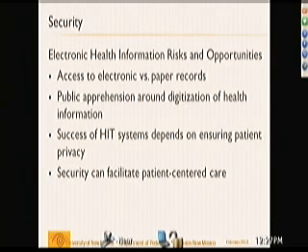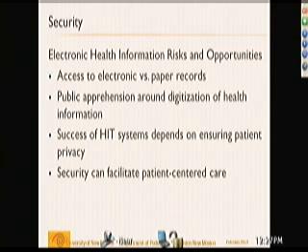The success of your system is going to depend on ensuring patient privacy. It's not going to work without that patient privacy. The patient's not going to put any information in there, and they're not going to allow you to do it. So it absolutely has to have some privacy there.